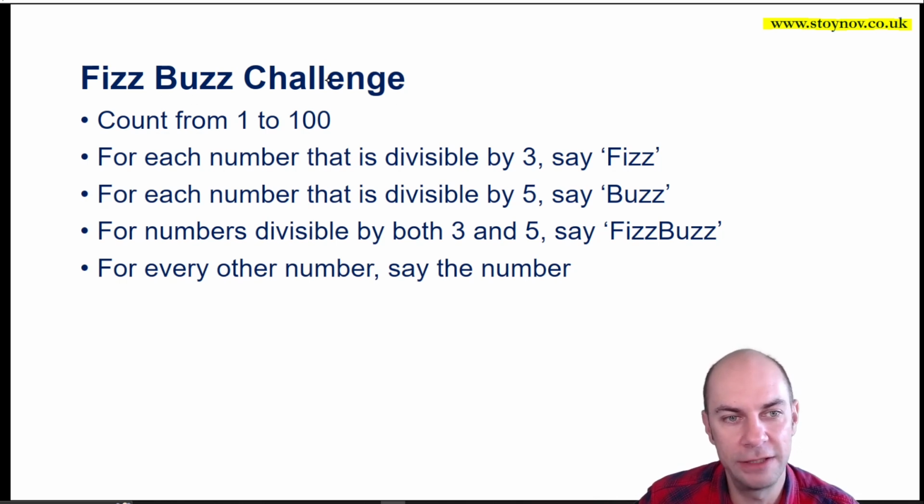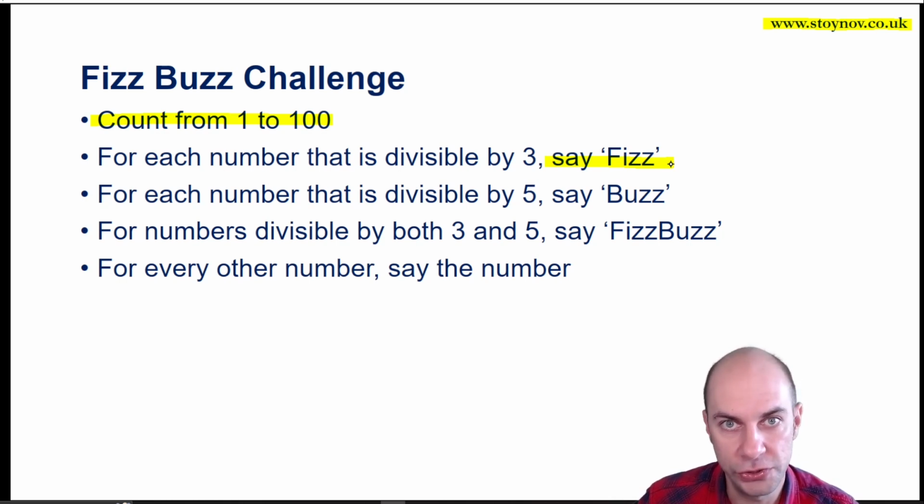Okay, let's look at the FizzBuzz challenge. So we are going to count from 1 to 100. It's like a kid's game, right? So I'm going to count from 1 to 100, but for each number that is divisible by 3, instead of saying 3, I will say Fizz. So, for example, 1, 2, Fizz, because 3 is divisible by 3.